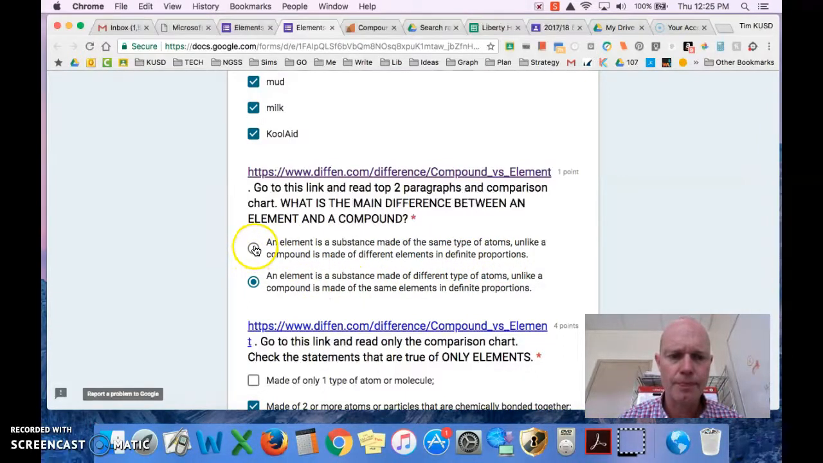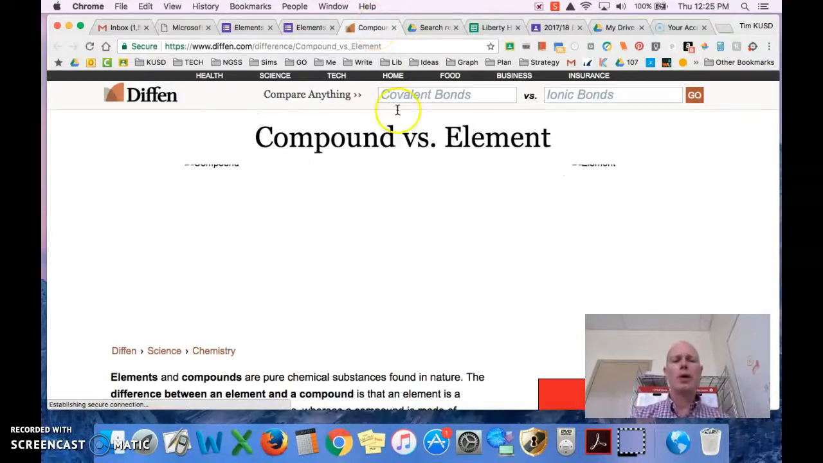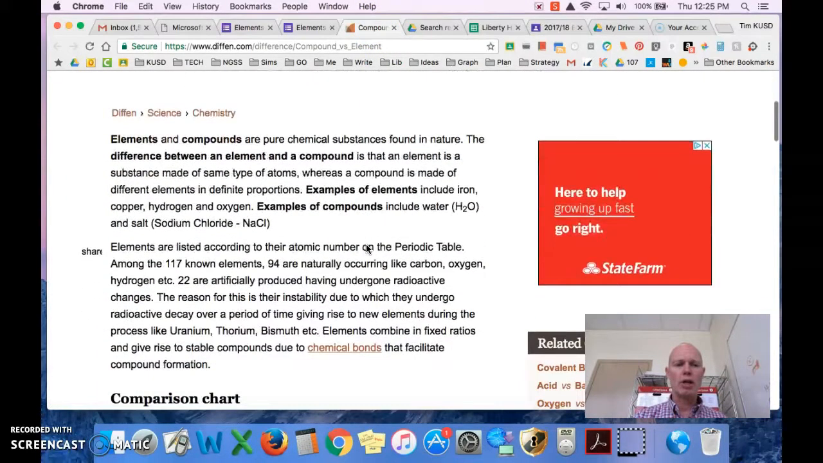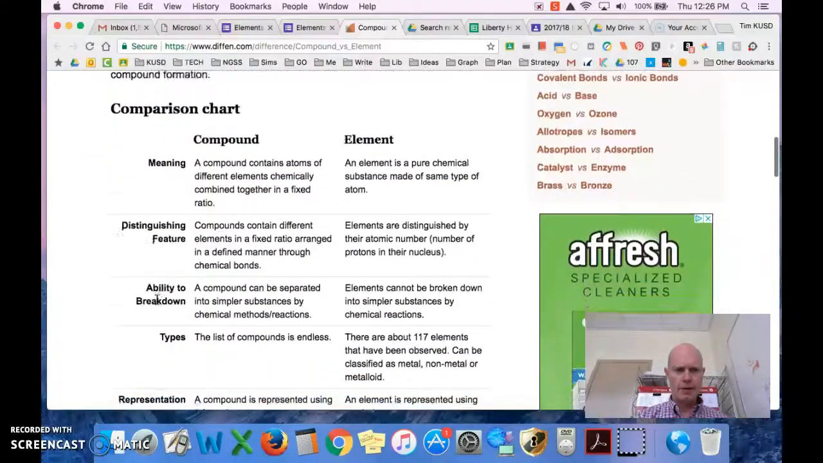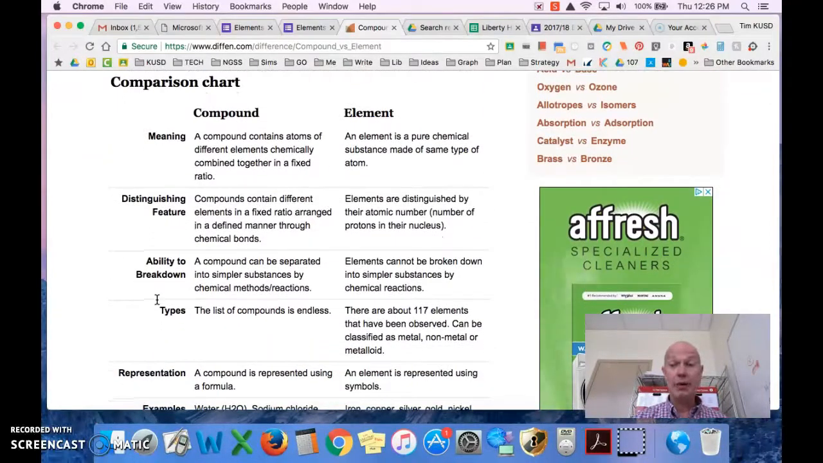You tell me. How am I going to find this out, Mr. Walton? Click on the link. Boom. When you click on this link, I strongly encourage you to read this down to about here. That point right there. You do not need to go any further. This comparison chart is very helpful. It tells you the differences between elements on the right and compounds on the left.